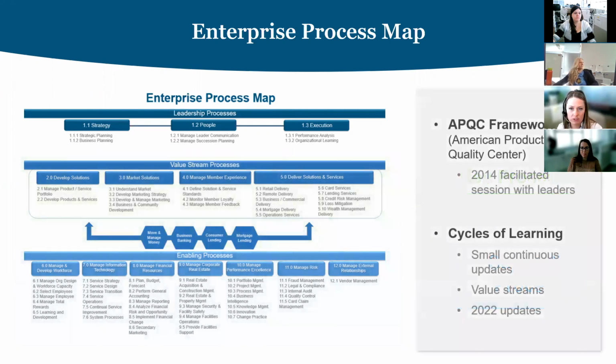Go to the next page, which is the American Productivity and Quality Center. That was back in 2014. So we've made small adjustments to this map over the years, but in 2022, we're going to be overhauling that value stream section to be a little bit more visually representative of that funnel that I showed you.